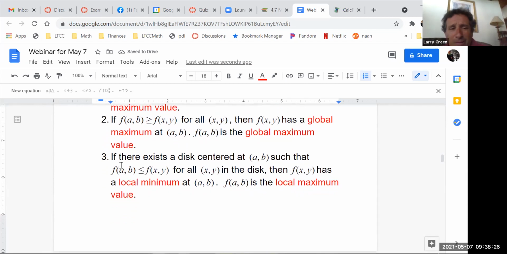Okay, and then for minimum, exactly the same thing, except it's less than instead of greater than. So there exists a disk centered at AB such that f of AB is less than or equal to f of xy for all xy in the disk. Then f of xy has a local minimum at AB. And then we say f of AB is the local, that should be minimum value. So let's take a look at that picture again.